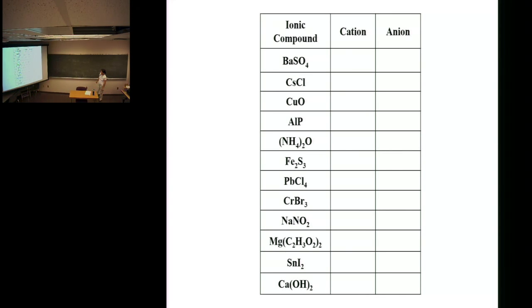And then tin. Do I need a Roman numeral with tin? Yes, I do. So it's tin 2 because we figured out what the charge was, tin 2 iodide. And the last one is calcium hydroxide, Ca2 plus, and you know the OH minus, so calcium hydroxide. Okay, whoo, we did it. So what do you think? Questions? We got that down?